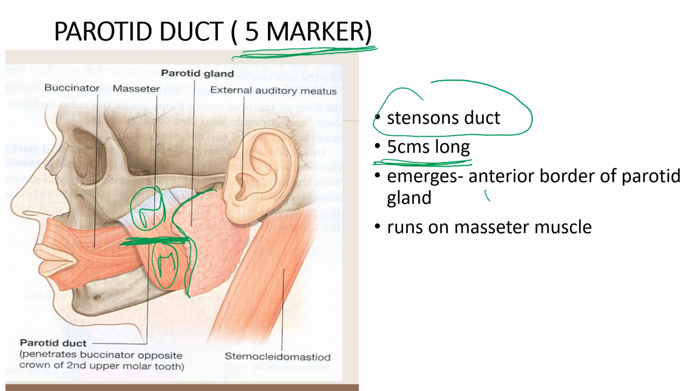It emerges out of which border of parotid gland? It is the anterior border of the parotid gland. Now it runs on a muscle, that is masseter, which I have already shown you. This is the masseter muscle. We will quickly see the relation of this parotid duct in the next slide.